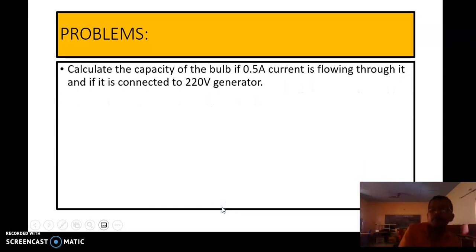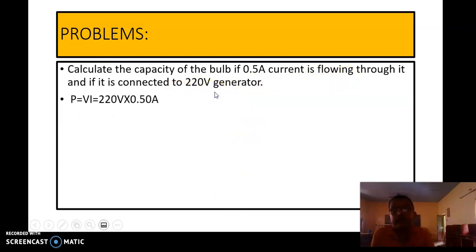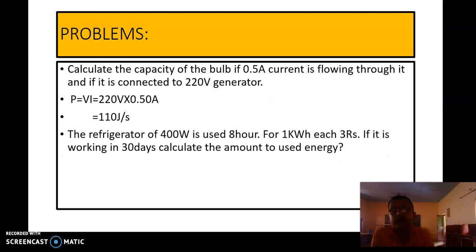So, small problems. Calculate the power of a bulb if the current flowing through it is 0.5 A and it is connected to 220 volt. P equal to VI, we know that, so P equal to 220 into 0.5 A. If you multiply, you will get 110 joules per second.